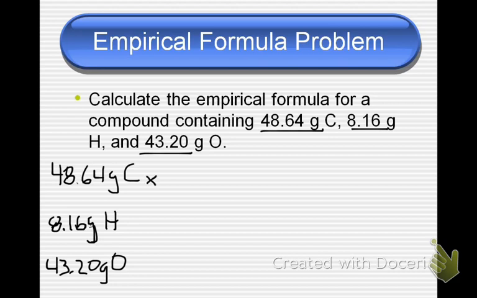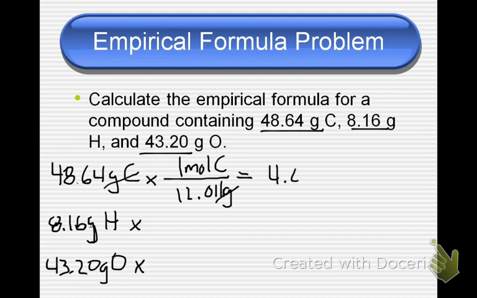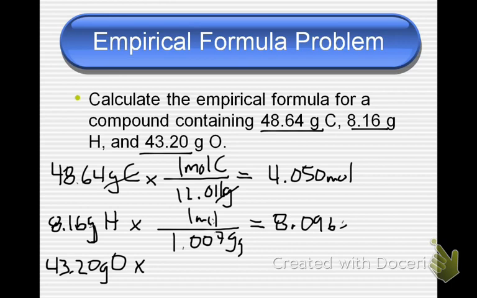Now let's hop on to step number 3, which is convert grams to moles. So 1 mole of carbon, that would be 12.011 grams. Grams cancels out grams. So that means we have on our hands 4.050 moles of carbon. And for hydrogen, we're going to say there's 1.0079 grams for every 1 mole. And that means we have 8.096 moles of hydrogen.